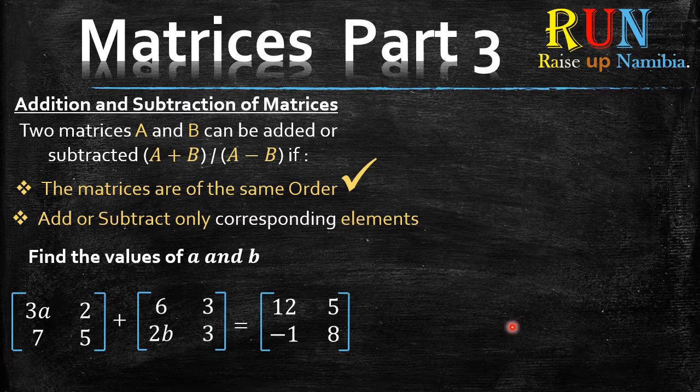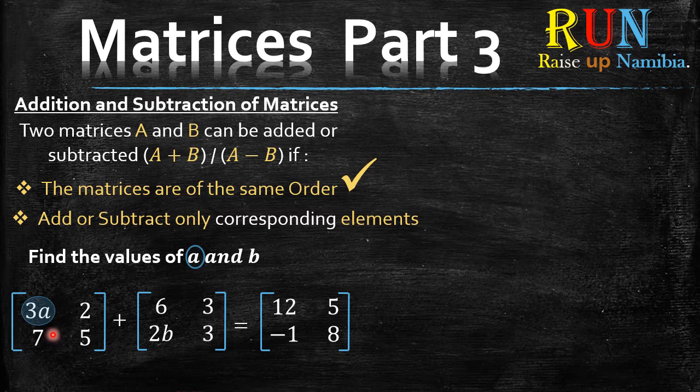Now, how about when you are given an equation? Okay? So, this is an equation that involves matrices. Because you have this first matrix plus this matrix is equal to this matrix. And then you are asked to find variables, which is find the values of A and B. So how do you deal with this one? First of all, let's start with A. Where do you see A in this equation? We see it over here, isn't it?